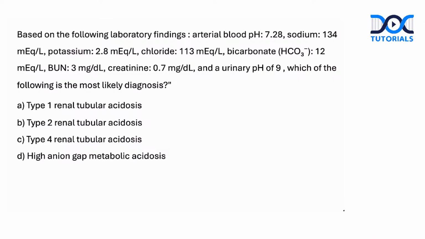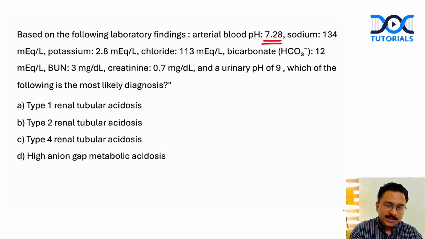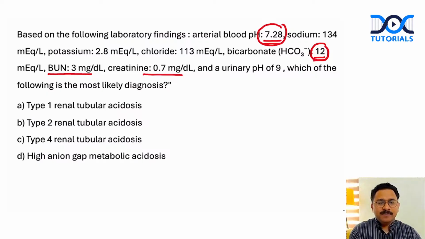Okay, right. So, yeah, we're back. Based on the following laboratory findings, we have to find what is the most likely diagnosis. Let us look at the parameters. The arterial blood pH is 7.28. So, there is definitely acidosis, right? And you can look at the sodium 134, potassium 2.8, chloride 113, bicarbonate is 12. So, we are probably thinking about a metabolic acidosis. The blood urea nitrogen and creatinine, I think all of them are normal.